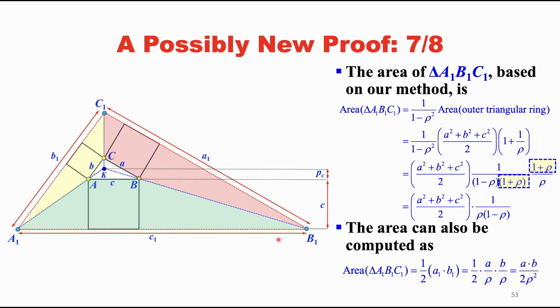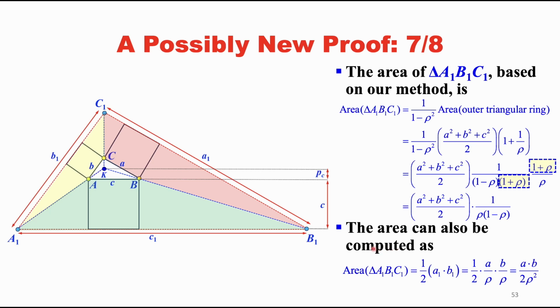So the area of A1B1C1 according to our method is 1 over 1 minus rho squared multiplied by the sum of the areas of these three trapezoids. So we have 1 over 1 minus rho squared here, and this is the area of the triangular ring. We factor 1 minus rho squared into 1 minus rho times 1 plus rho. So this one is cancelled. According to our method, the area of A1B1C1 is this.